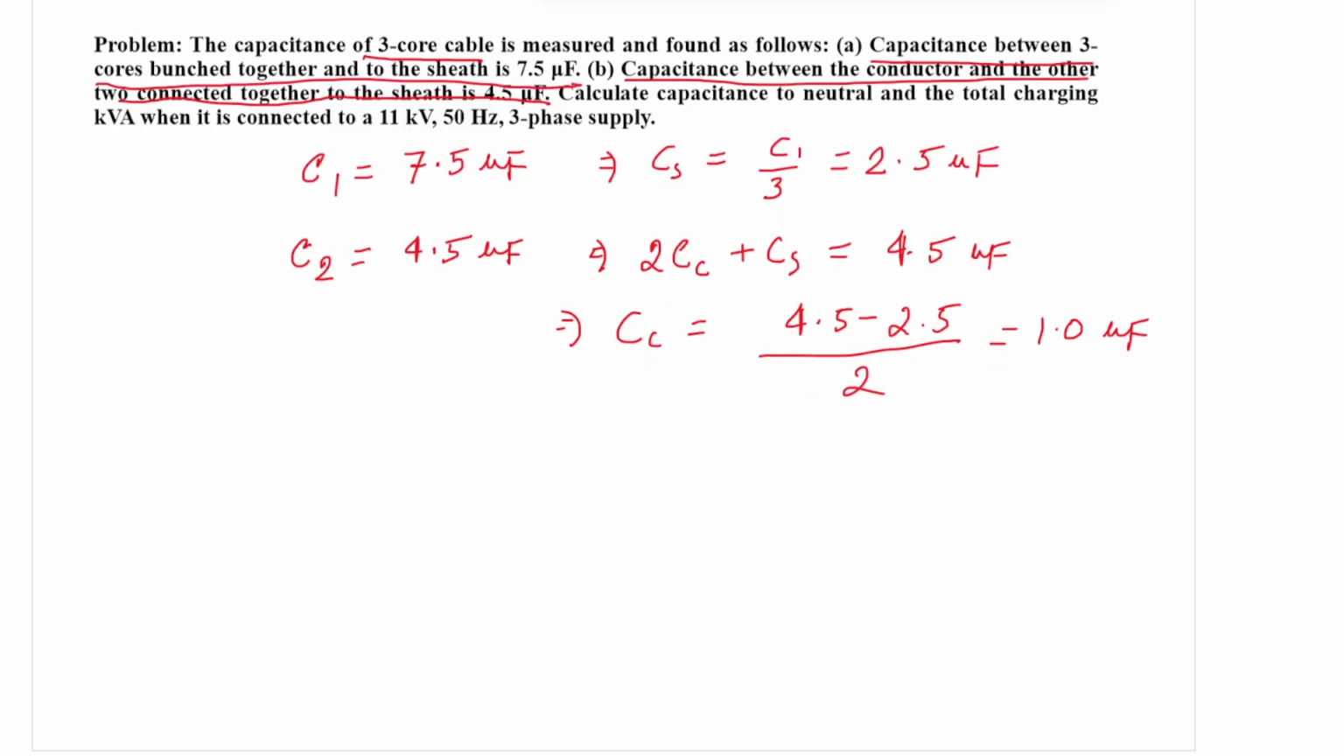So you will have per phase capacitance, that means 3CC plus CS, which will be equal to 3 into 1 plus 2.5, that means 5.5 microfarad. So the first part is done, capacitance to neutral. And for the total charging current, sorry, not charging current, it is asked to evaluate charging kVAR.